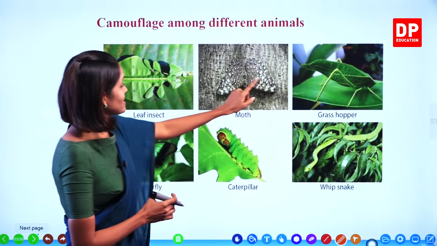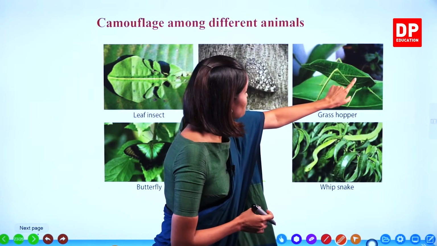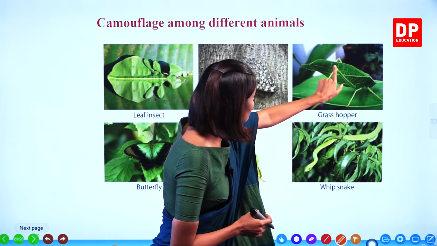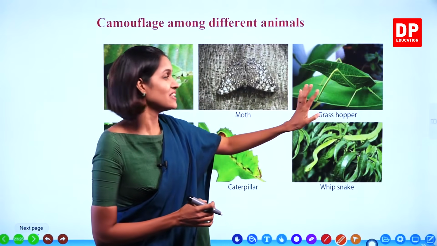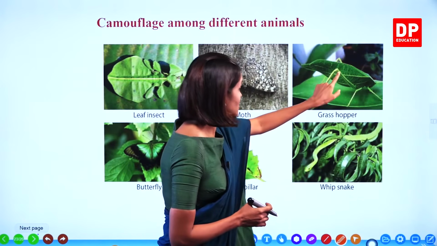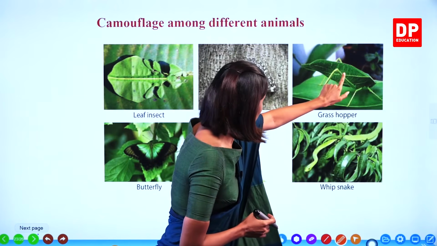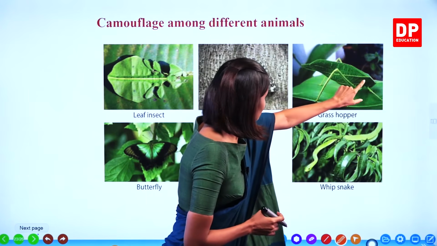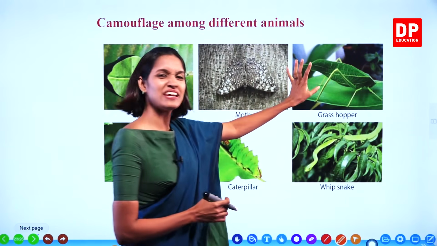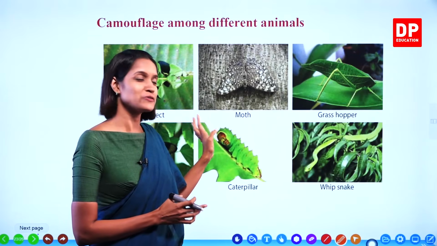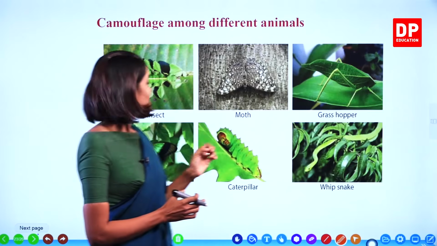Okay children, look at the next one, grasshopper. Now it is green in color, and if you observe carefully, its wing has these leaf-like structures. We learned that leaves have these veins and veinlets. If you observe this picture carefully, you will see this grasshopper also has on its wings the same veinlet-like structures. Okay children, it exactly looks like part of a plant, right?